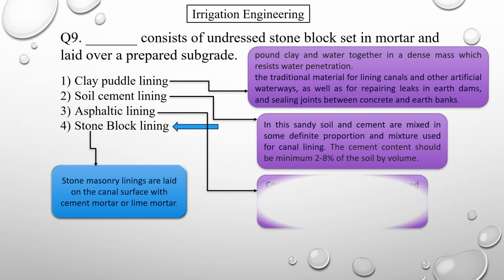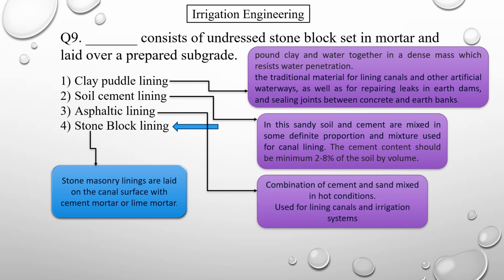Then next is asphaltic lining. Asphaltic lining is a combination of cement and sand in hot condition, and this is also used to line the canals and the irrigation system.